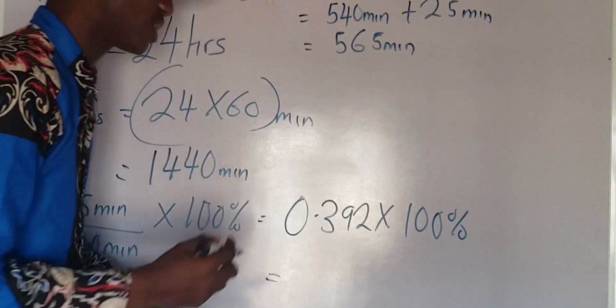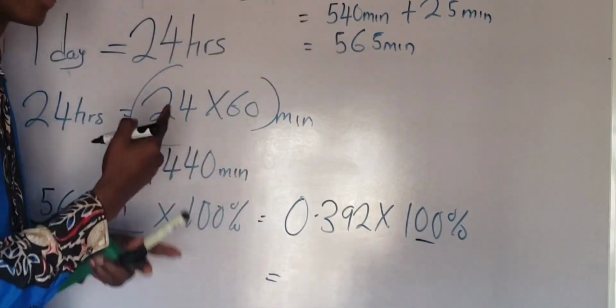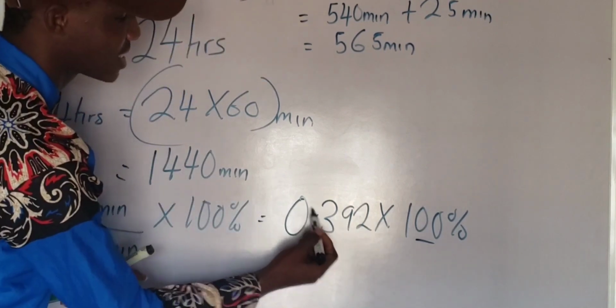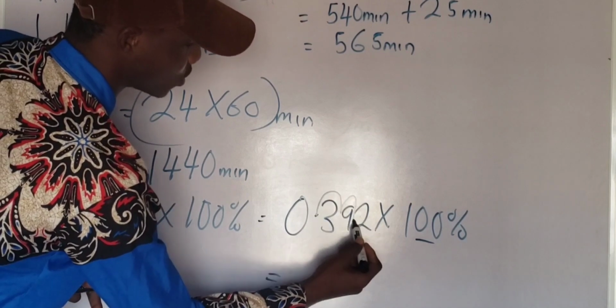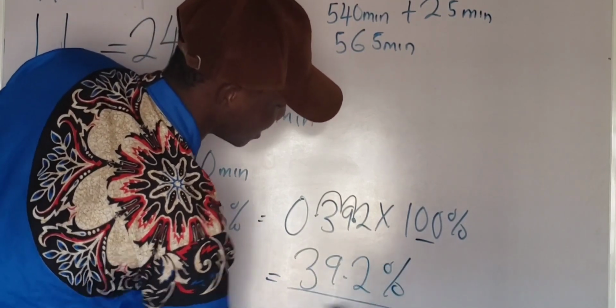So you can do this without the use of a calculator, because 100 has 2 zeros. Don't forget, we learned this in our previous class. So 100 has 2 zeros, so I'm going to move the decimal point here twice towards the right. So this will be 1, 2. So the decimal point will be here. That is 39.2%. So that is the final answer.